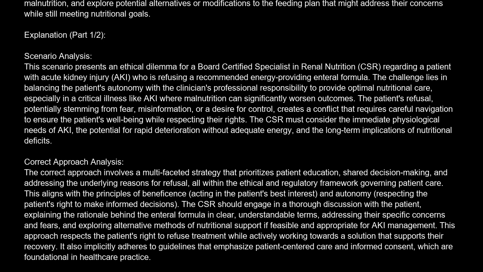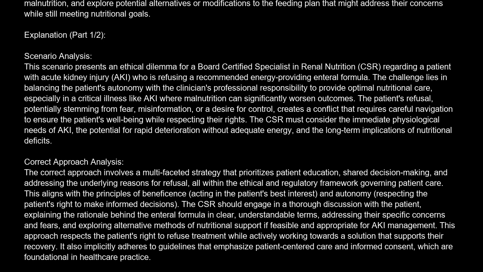Explanation. Scenario analysis. This scenario presents an ethical dilemma for a board-certified specialist in renal nutrition, CSR, regarding a patient with acute kidney injury, AKI, who is refusing a recommended energy-providing enteral formula. The challenge lies in balancing the patient's autonomy with the clinician's professional responsibility to provide optimal nutritional care, especially in a critical illness like AKI, where malnutrition can significantly worsen outcomes.